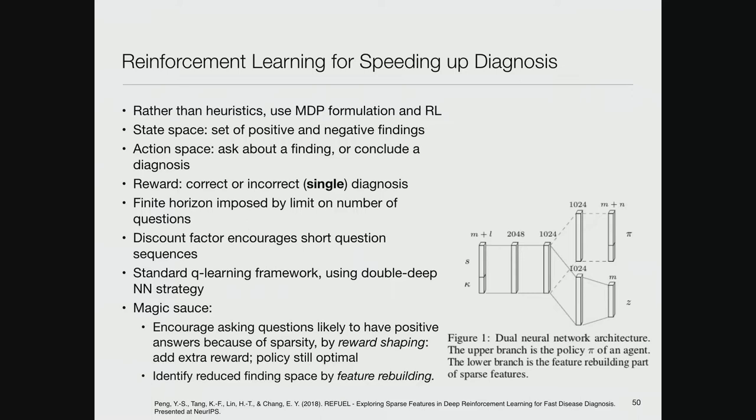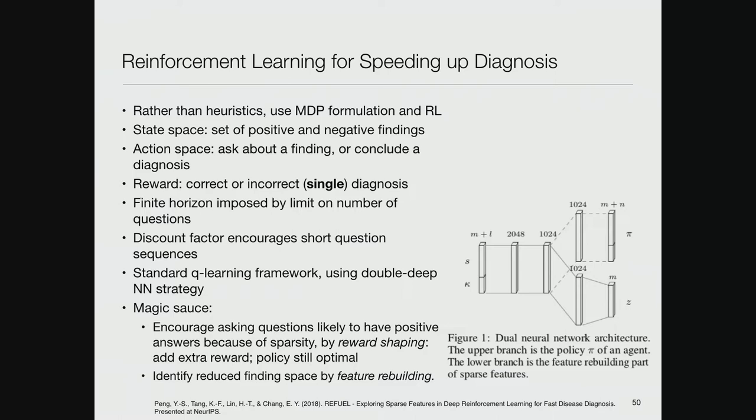They actually have a nice proof that they do this thing they call reward shaping, which basically adds some incremental reward for asking questions that will have a positive answer, but they can prove that an optimal policy learned from that reward function is also optimal for the reward function that would not include it. Okay, so that's kind of cool.